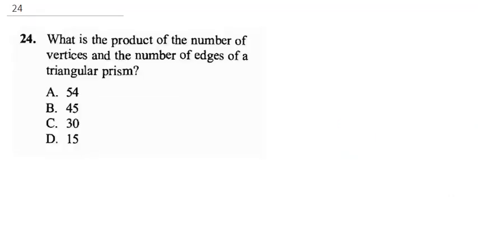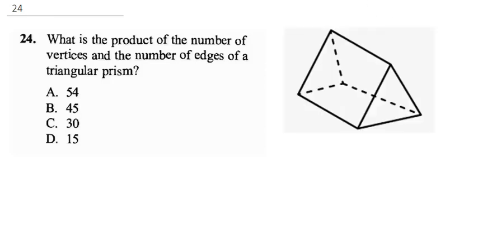Next question says, what is the product of the number of vertices and the number of edges of a triangular prism? Now, this is a triangular prism. It's asking for the product of the number of vertices. Now, how many vertices do we have? Our vertices will be 1, 2, 3, 4, 5, and 6. This is 1, this is 2, this is 3, this is 4, this is 5, and this is 6. So we have 6 vertices.